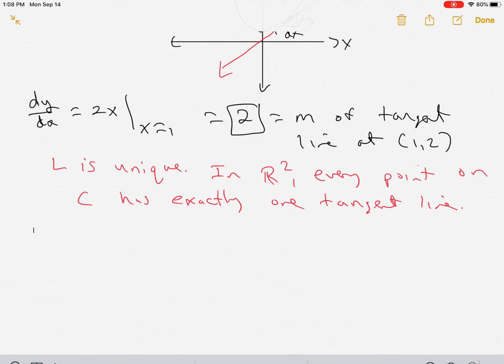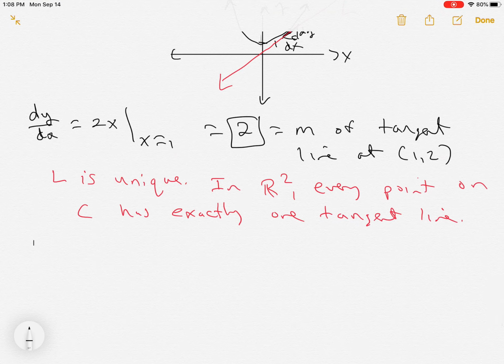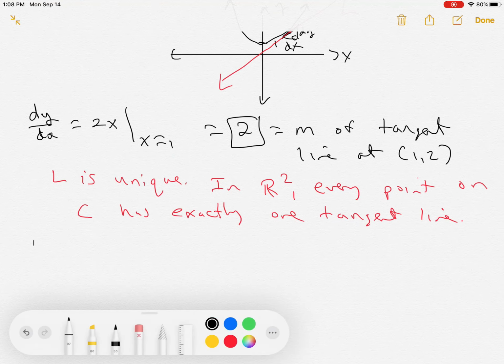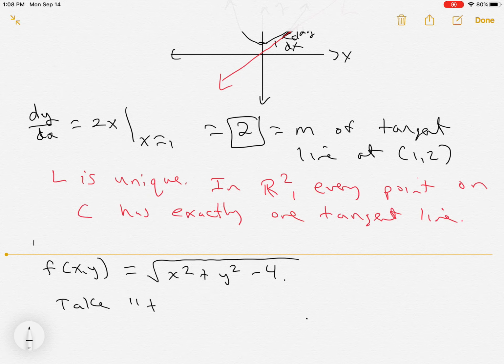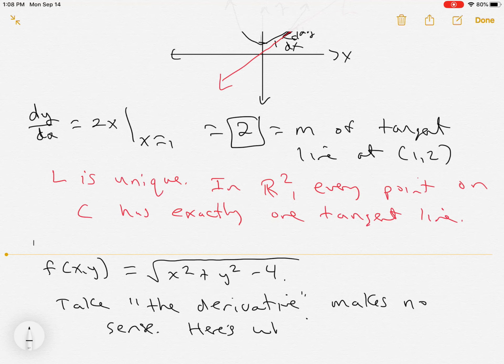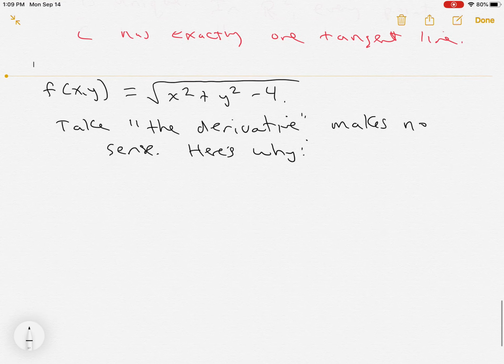And look at f of xy equals this function we've been working with, x squared plus y squared minus 4. If I say take the derivative, it makes no sense. And here's really why. Here's the short answer with a long explanation.